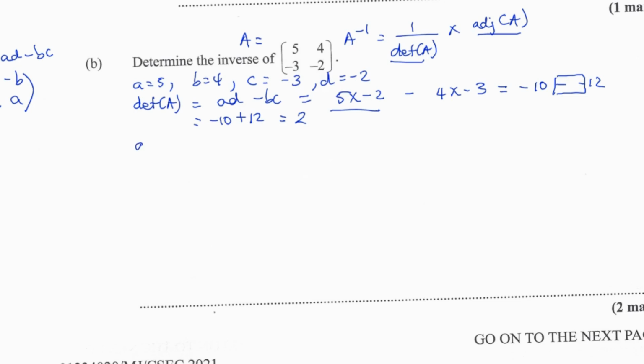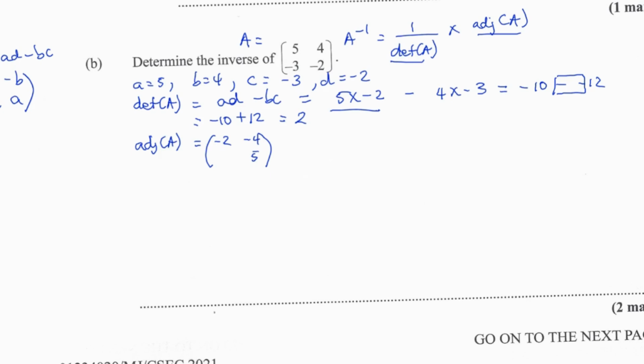We now need to find the adjoint of A. And how do we find the adjoint of A? We find the adjoint of A as we talked about before. We have our matrix, but instead of leaving 5 here and minus 2, we're going to flip these two values on this diagonal here, so that the minus 2 is on top and the 5 is at the bottom. And the other two values remain in place, but instead we make them negative.